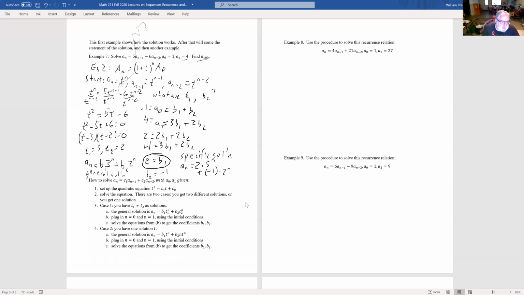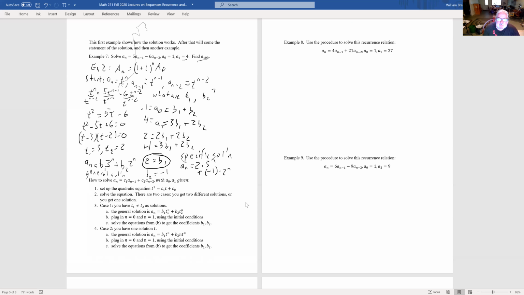But that's the procedure. That's where it comes from. It comes from the idea that if we try to solve these kinds of problems, you're going to get something raised to a power, t raised to the n. You can find the t's by looking at this quadratic, t equals 3 and t equals 2, and then that gives you a general solution. If you have initial conditions, you can evaluate them to figure out what the specific solution is. So here's the procedure.